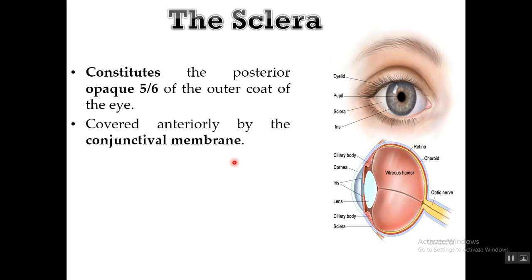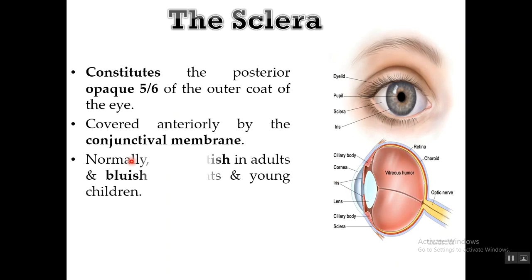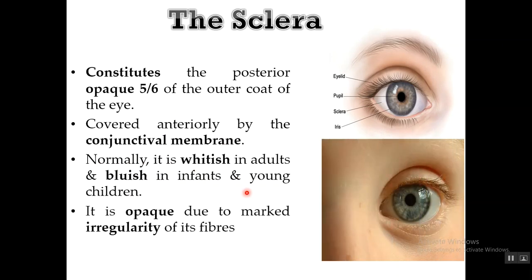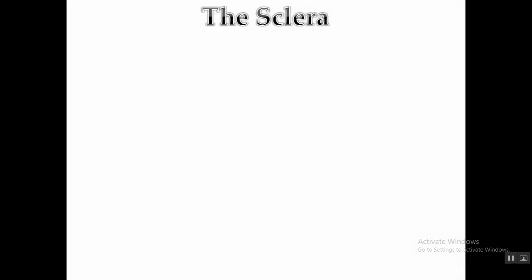They are covered by what's called conjunctival membrane, and normally it is whitish in adults and bluish in infants, and this is the normal condition. It is opaque due to irregularity of its fibers. What about the function of the sclera?